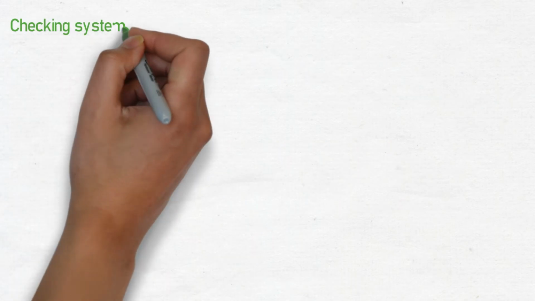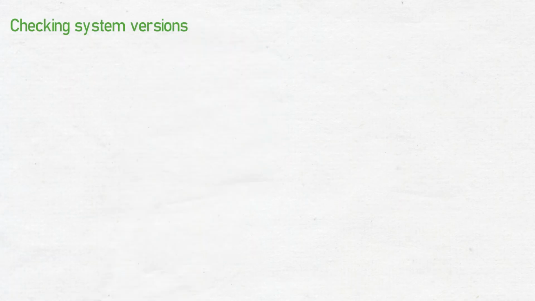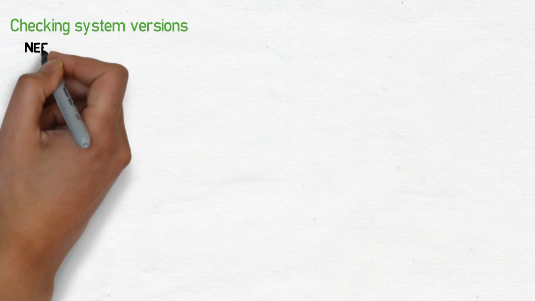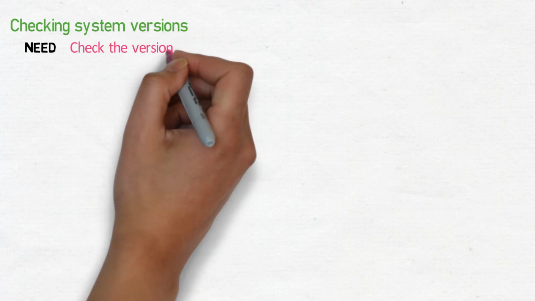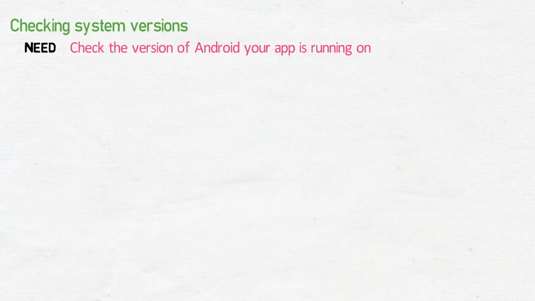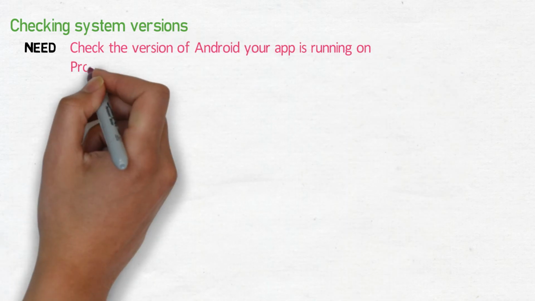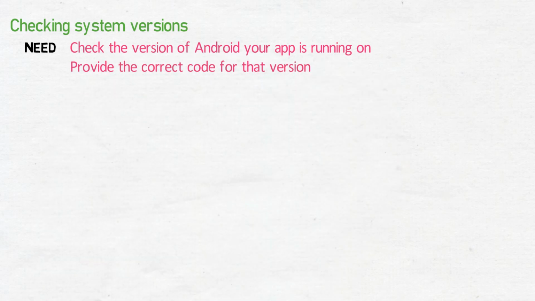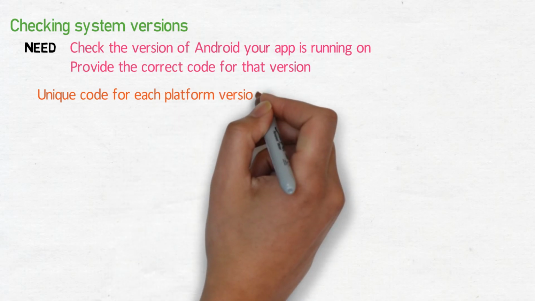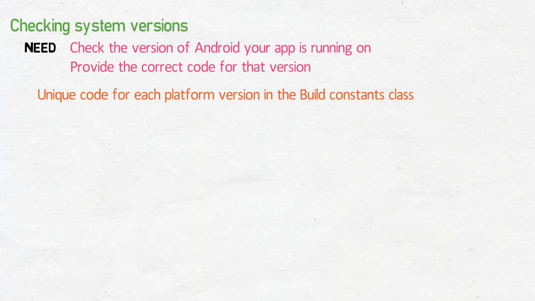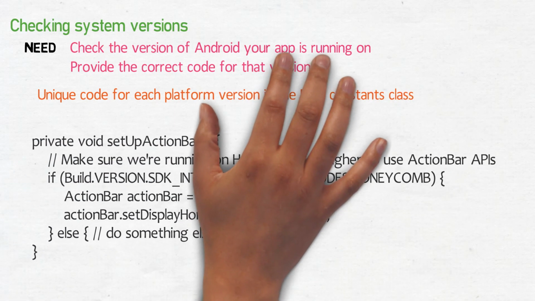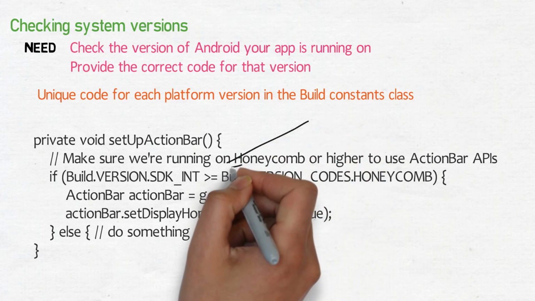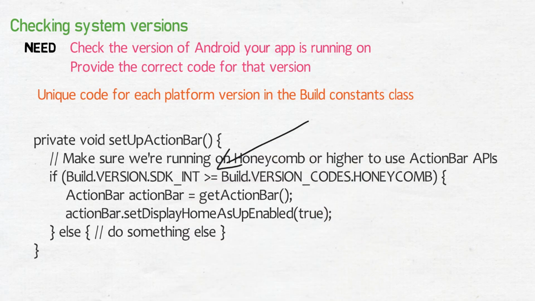Although the support library can help you implement single apps that work across Android platform versions, there may be times when you need to check for the version of Android your app is running on and provide the correct code for that version. Android provides a unique code for each platform version in the Build constants class. Use these codes within your app to test for the version and to ensure that the code that depends on higher API levels is executed only when those APIs are available on the system.